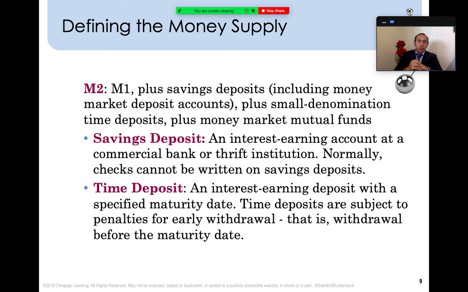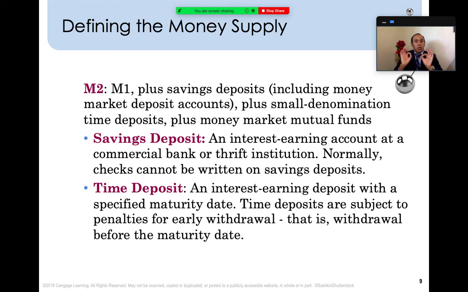M2, the money definition M2, is everything that's included in M1, checkable deposits, currency, coins, paper notes, plus savings deposits, including money market deposits, small denominated time deposits like certificates of deposit, for example, CDs, and any money market mutual funds. What are savings deposits? Savings deposits are any interest-bearing account at a local commercial bank or at a thrift institution, and normally you need to leave them for a certain time, and you cannot write checks or withdraw beyond a certain amount, or you may have a slight penalty fee.